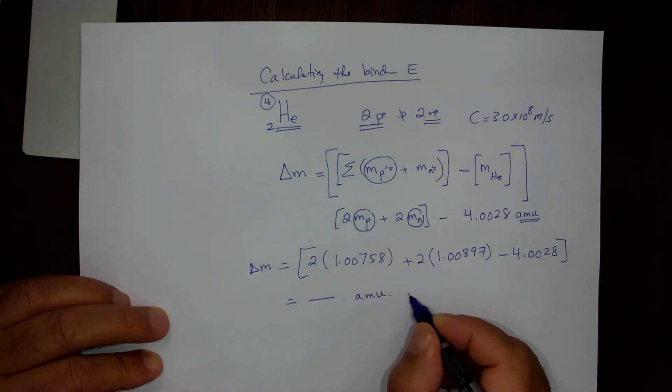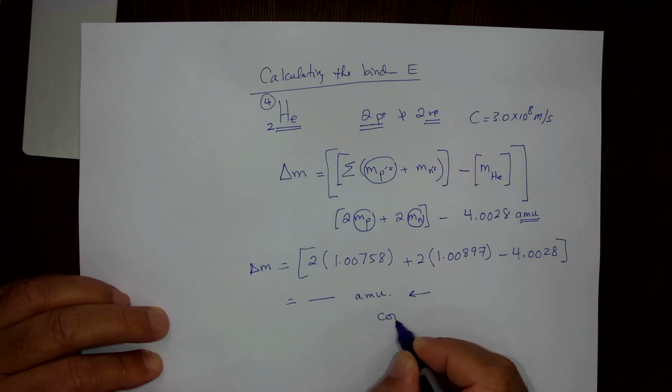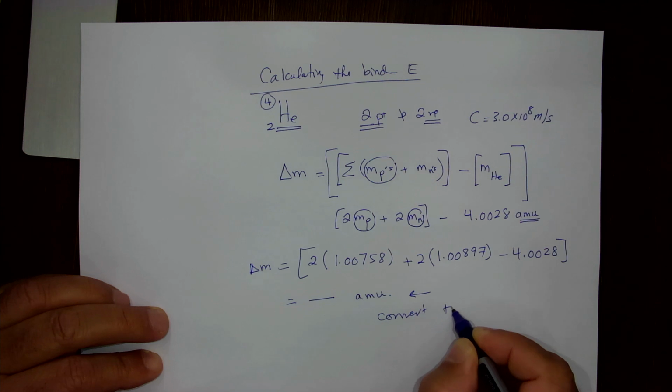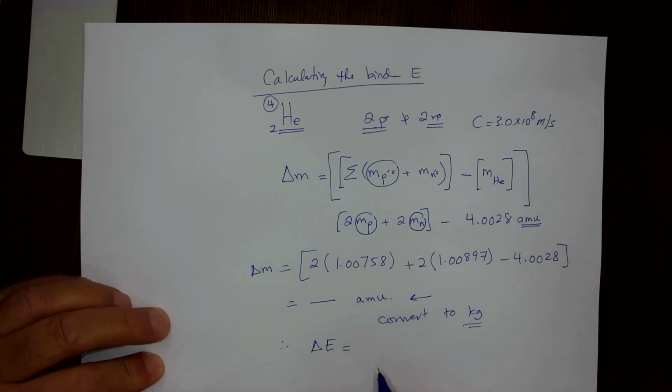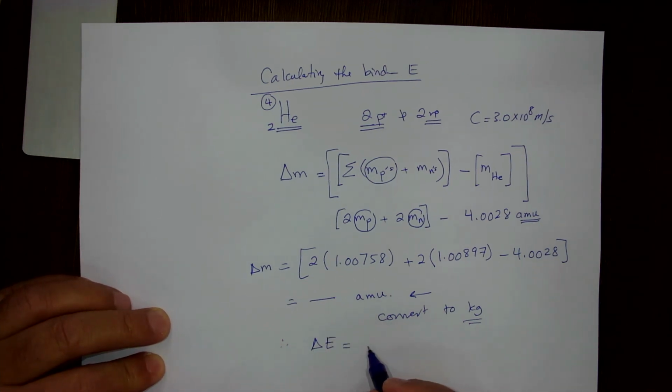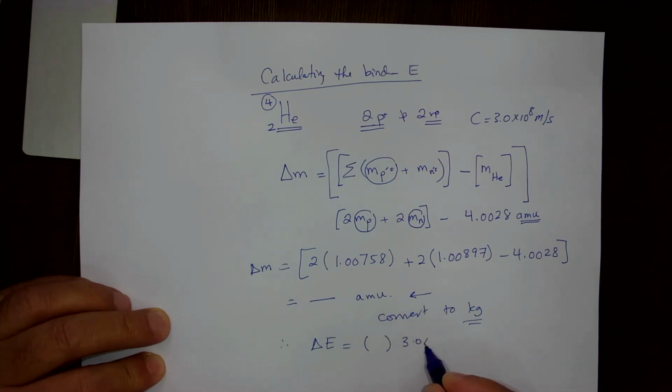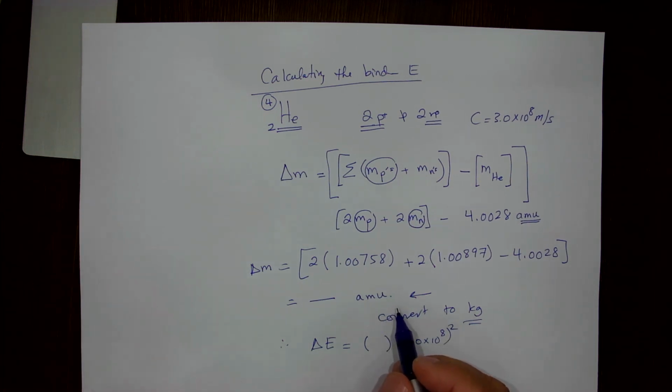And you need to convert that. You can do one of two things. You either convert to kilogram, and if you convert this to kilogram, then your delta E, or the binding energy, will be equal to this delta M multiplied by 3 times 10 to the power of 8 squared. Okay, so you know how to convert the AMU.